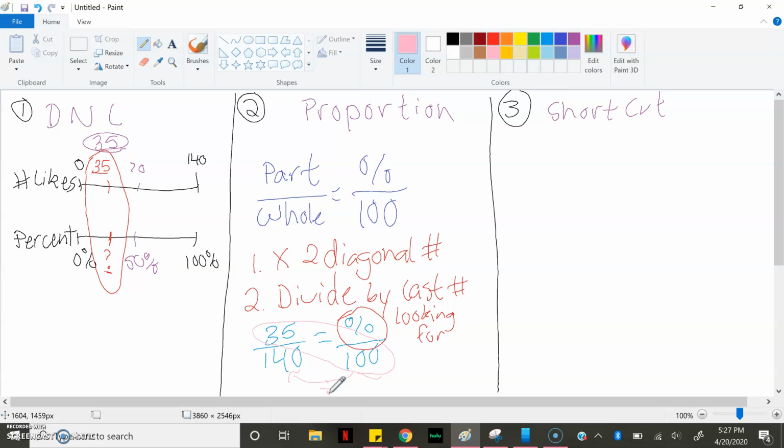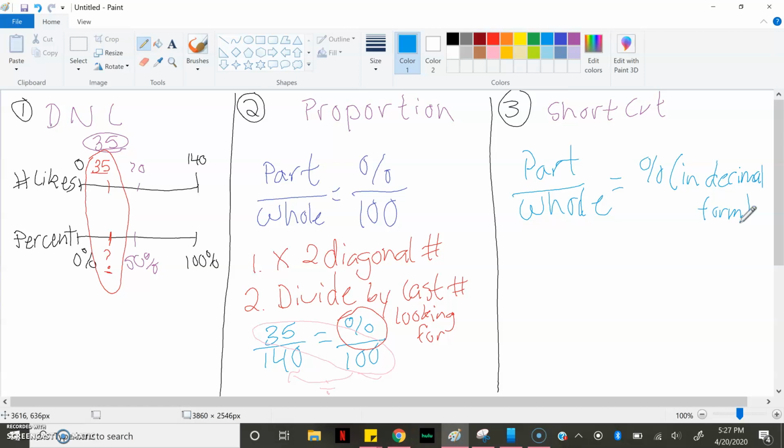We know that if we divide part divided by the whole, we actually get the percent. It's just it looks like a decimal. It's in decimal form. So then we have to turn that from decimal form into the actual percent.